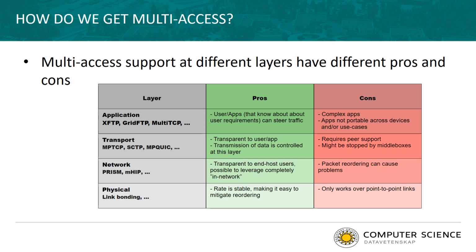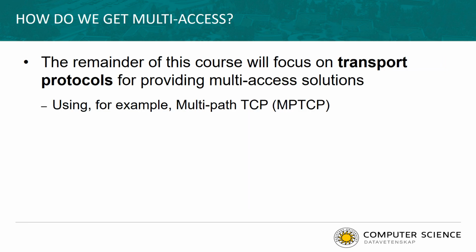And finally, you may work at the data link or physical layer. Here it is maybe easier to handle the reordering issue because your rate is stable and you can schedule your traffic and ensure that your link delivers your packets still in order. But of course, this only works on a point-to-point basis over a single link. So in this course, we will focus for the remainder of our discussions on the transport protocols and providing multi-access solutions at the transport layer, using, for example, multipath TCP or MPTCP.